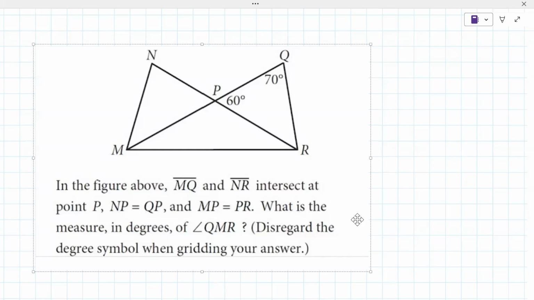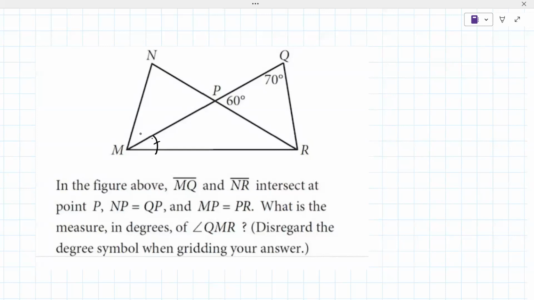Is it 120? Q to M to R. So this angle down here, this one right there. That is the one you're going for, 120. It doesn't really make sense to me, but if P and 60 are equal 180, then the opposite angle should.